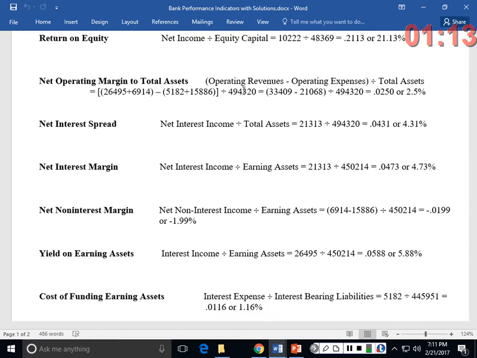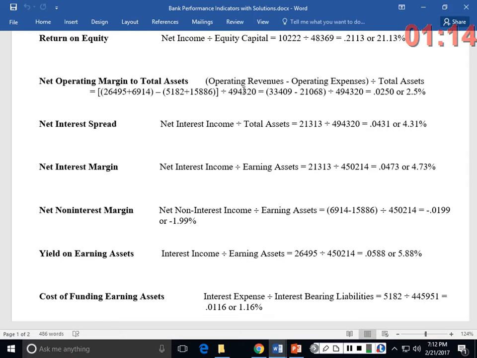Net interest margin is net interest income divided by earning assets. Notice the only difference is that the net interest spread uses total assets, while the net interest margin uses earning assets. This is going to be 4.73%. So if we take out the bank building, the computers, the parking lot, anything that's not earning the bank interest, we're making 4.73% more on interest income as compared to interest expense. Again, this net interest margin is looked at really, really closely.